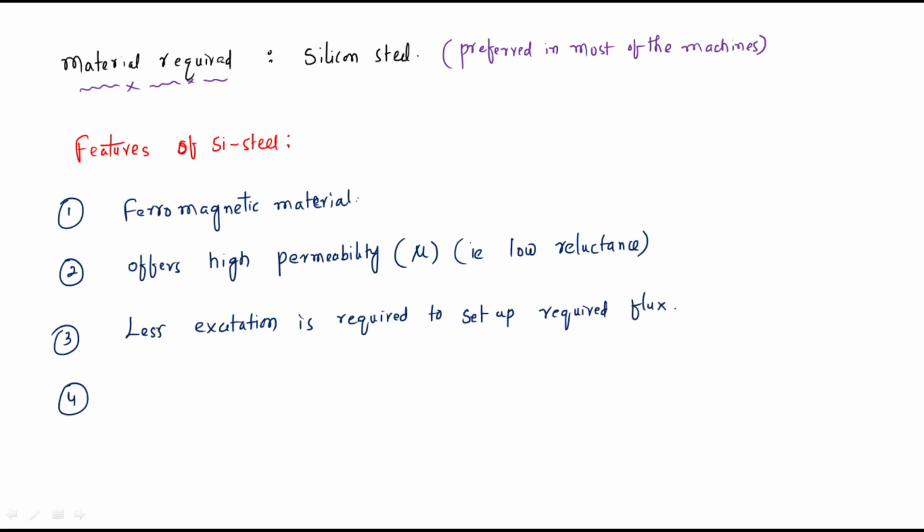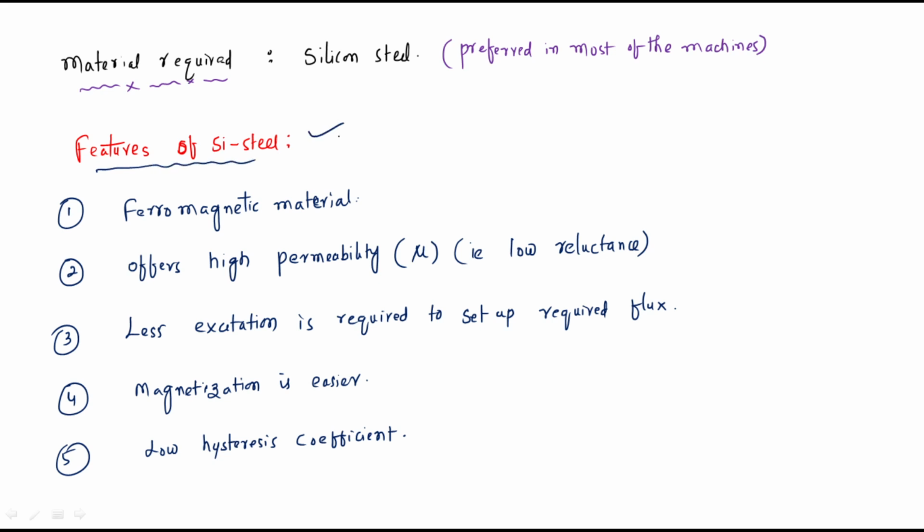And the fourth one is what? Magnetization is easier and low hysteresis coefficient. So what is low hysteresis coefficient? As magnetism reverses due to alternating flux, a power loss takes place. That loss should be very less, right? So these are the main features of silicon steel.